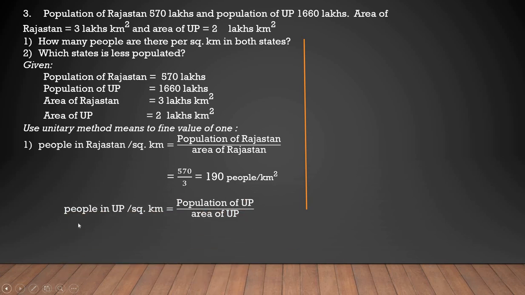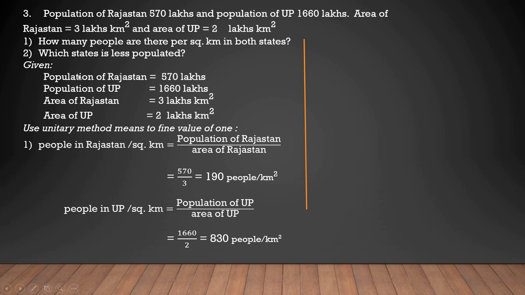Same way for the UP population, I am going to find it out per square kilometer. 1 किलोमीटर स्क्वायर में कितने लोग हैं यूपी के, वो फाइंड आउट करने के लिए मुझे करना है पॉपुलेशन ऑफ यूपी डिवाइड बाय एरिया ऑफ यूपी. So here 1660 divided by 2, I am getting 830 people per square kilometer. This way you will get the answer of the first question, that is how many people are there per square kilometer in both the states. In Rajasthan 190 people and in UP 830 people are there.